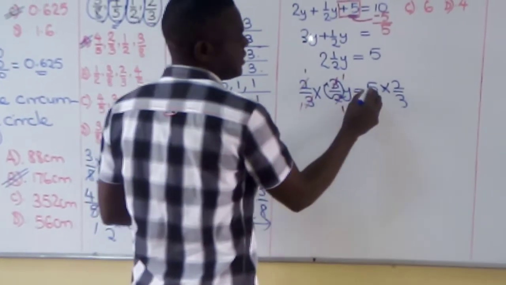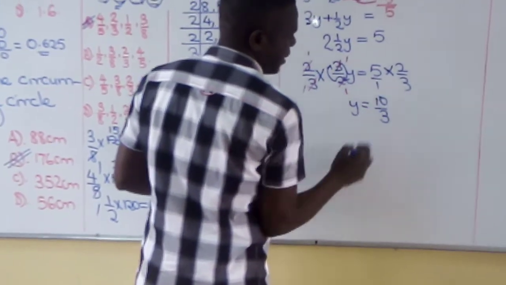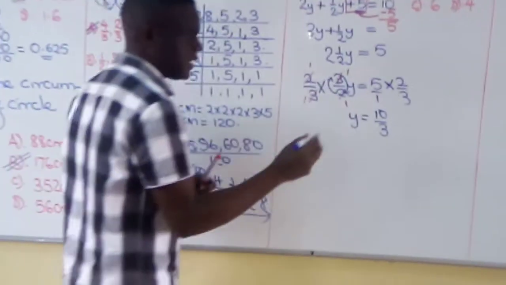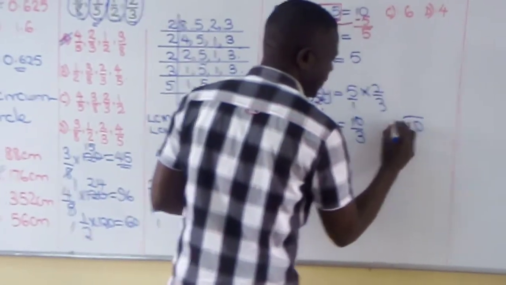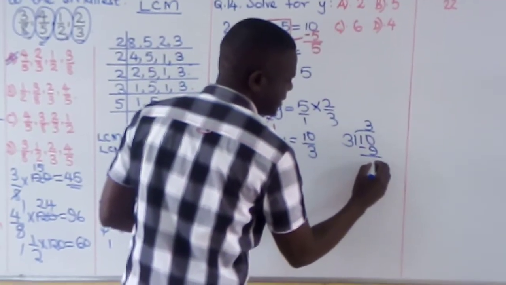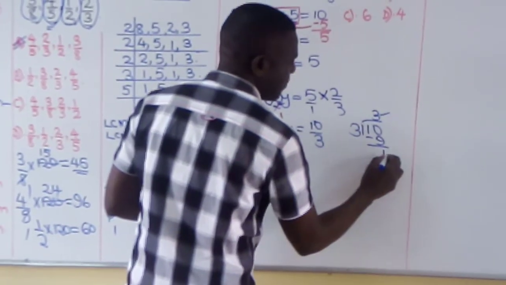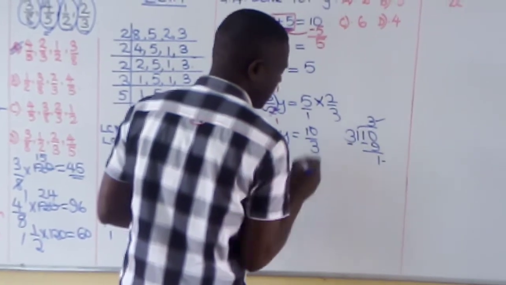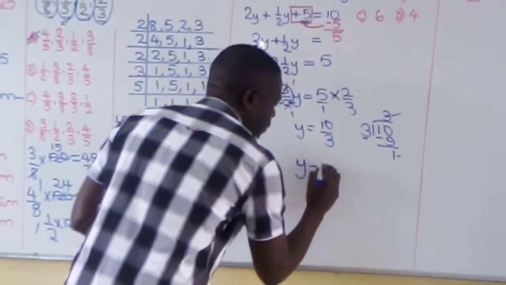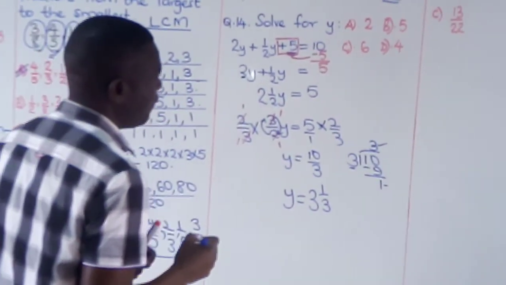So, when we multiply 5 by 2, we get 10 over 3. Now, we cannot leave it that way. We change it into a mixed fraction. Look at how we change it. 10 divided by 3. 3 times because of 9. The difference is 1. 1 is the remainder. So 3 becomes the whole. The remainder becomes the numerator. And the divisor becomes the denominator. So the value of y here is going to be 3 and 1 over 3.